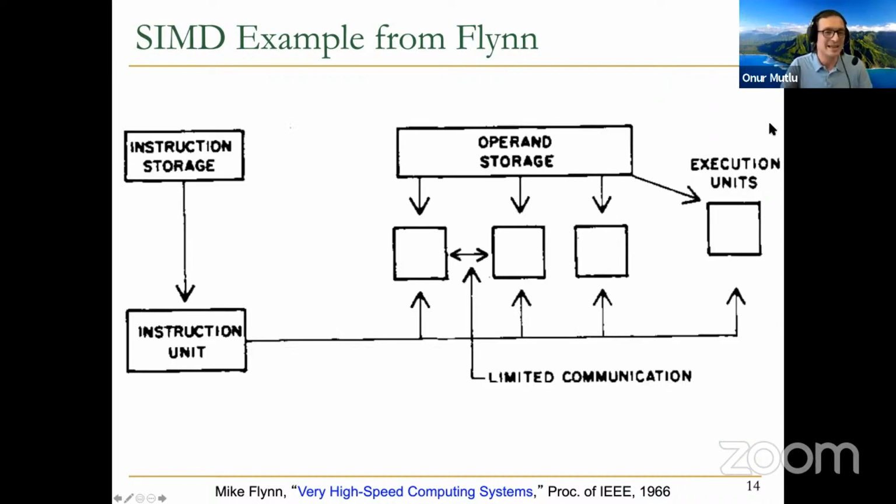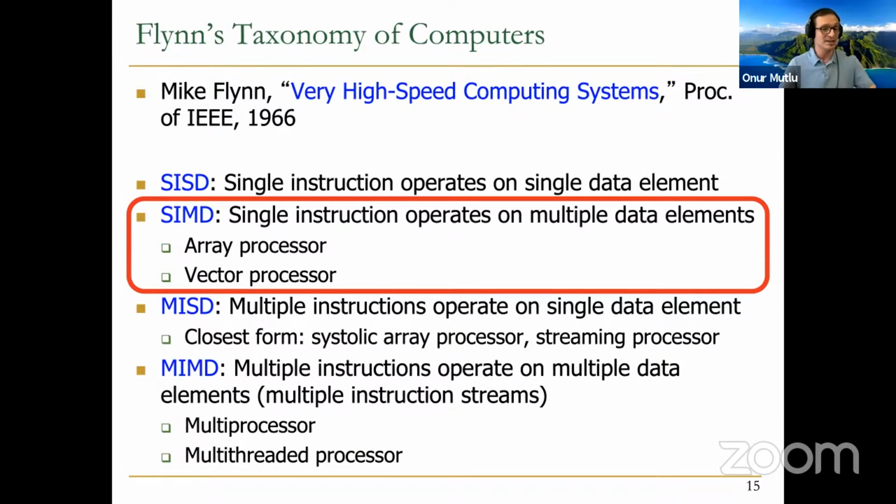SIMD example looks like this from Flynn. Basically, you have a single instruction unit, and that single instruction unit supplies one single instruction to many execution units, which fetch from different operands. Essentially, here in this example, you have 4 execution units performing the same instruction on different data elements. And that's essentially what we're going to see. This is similar to an array processor, as we will see. Okay, so we're going to cover SIMD in this lecture, and we're going to go a lot into it. So hopefully it'll be a lot of fun.